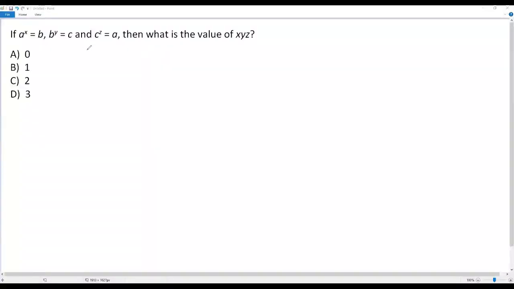Here we have a SAT math question. Okay, let's go with the information. If a to the x power equals b, b to the y power equals c, and c to the z power equals a, then what is the value of x times y times z? Okay, here we have three equations.